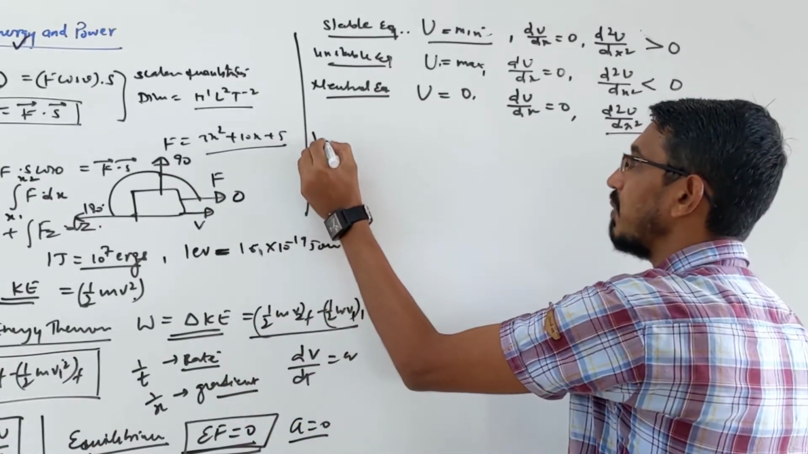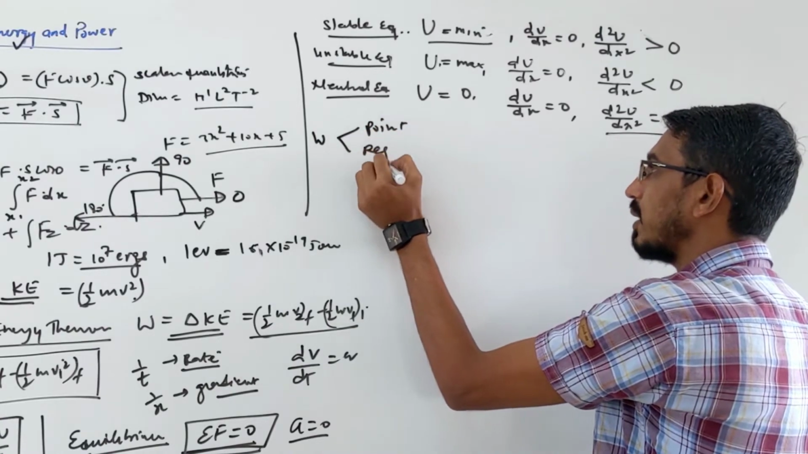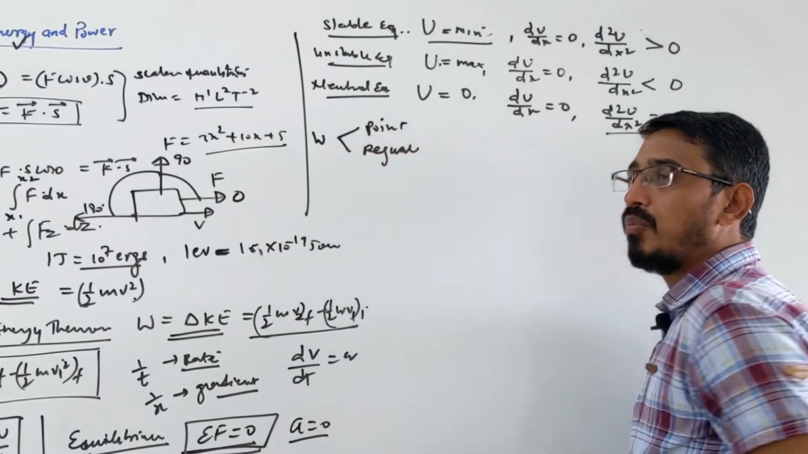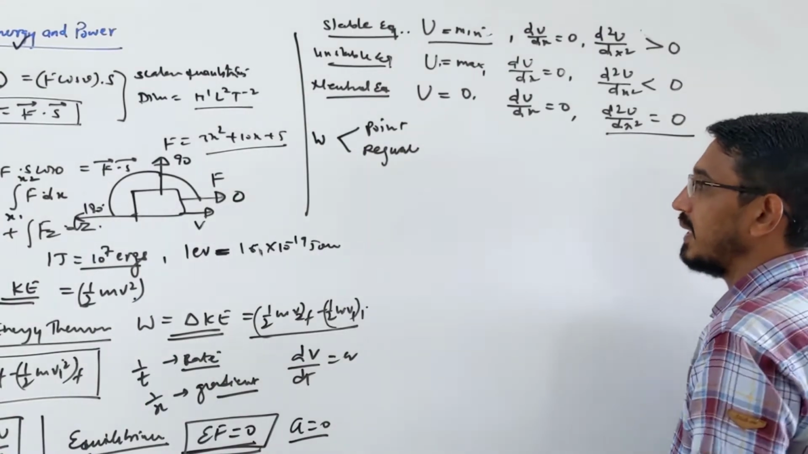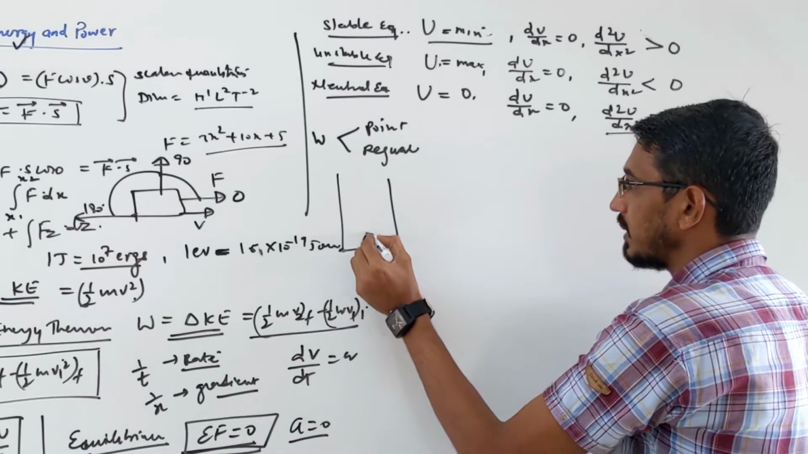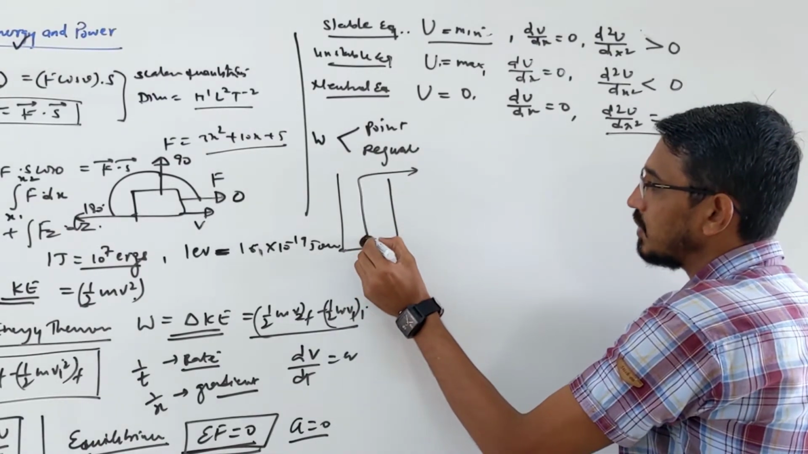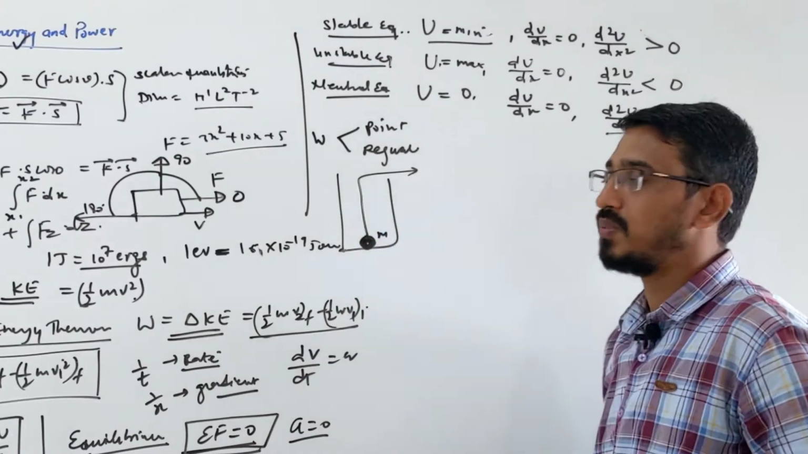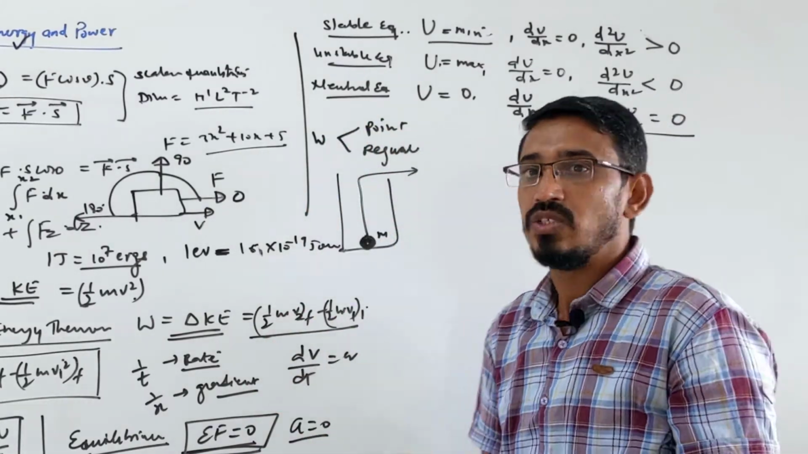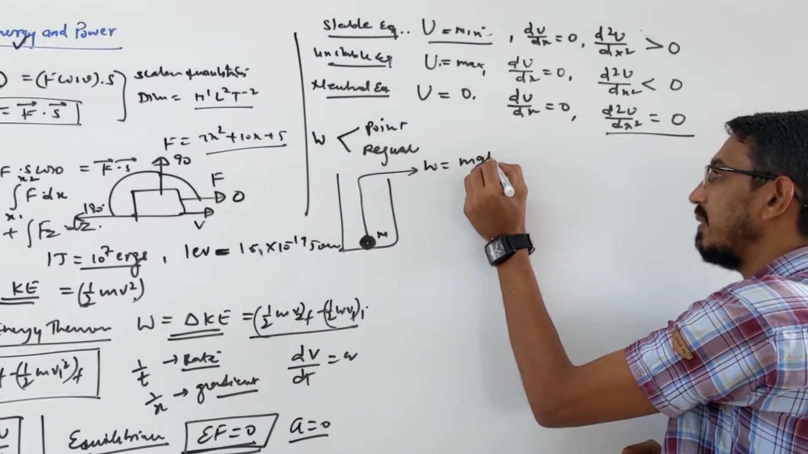Measure, you see, two types of questions: one for point masses, one for regular bodies, continuous bodies. Point masses means what? For example, I say that I want to take water out of a well. A bucket is there, and I want to take it out. Then this mass m is just like a point mass with respect to the whole well, correct? So here you are doing work against gravity, and the change in energy means mgh.